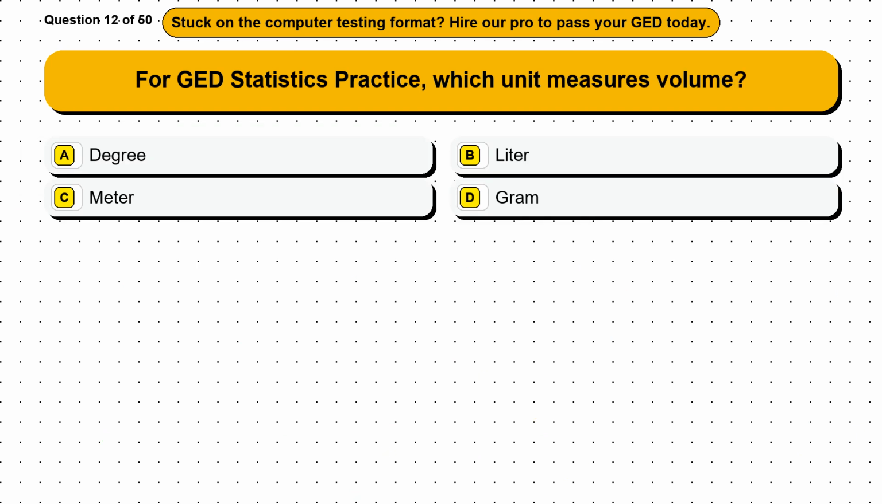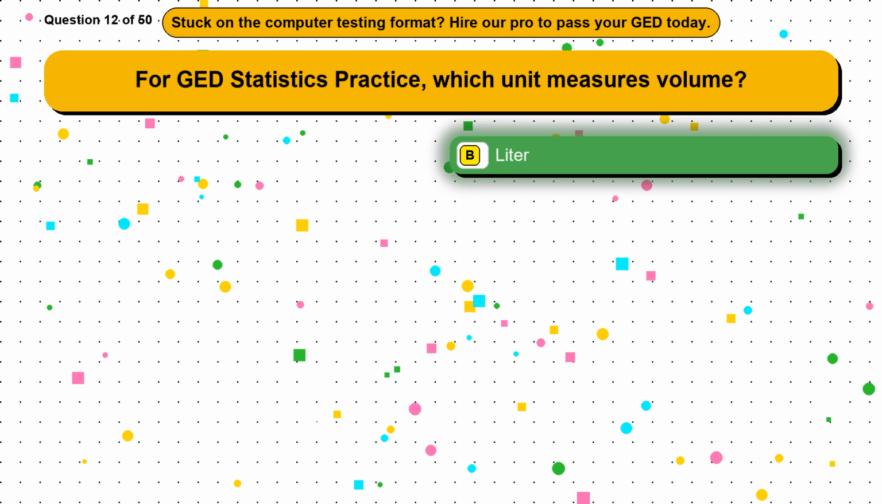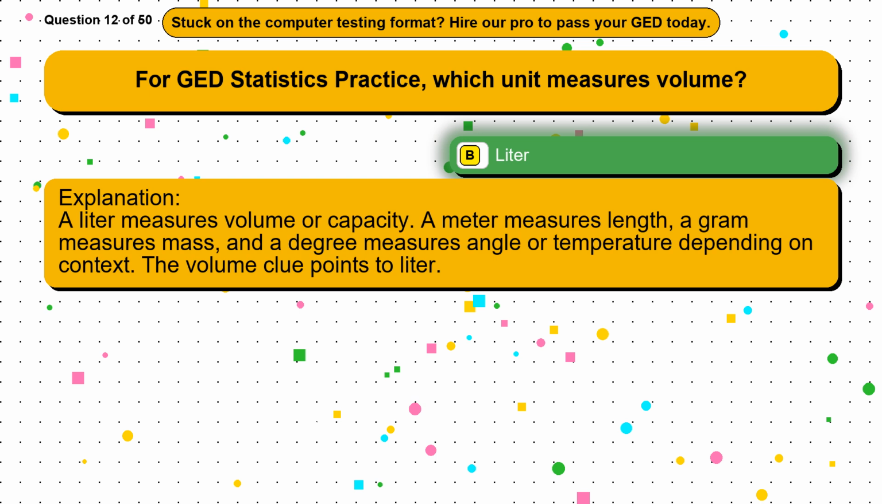Question 12. For GED Statistics Practice, which unit measures volume? Option A, degree. Option B, liter. Option C, meter. Option D, gram. The correct answer is option B. Liter. A liter measures volume or capacity. A meter measures length, a gram measures mass, and a degree measures angle or temperature depending on context. The volume clue points to liter.